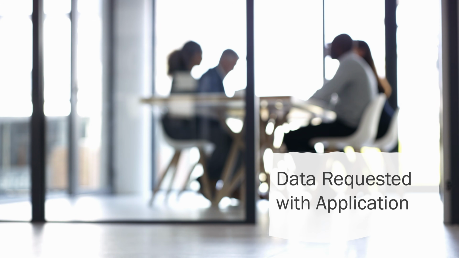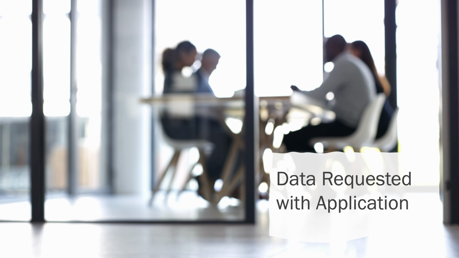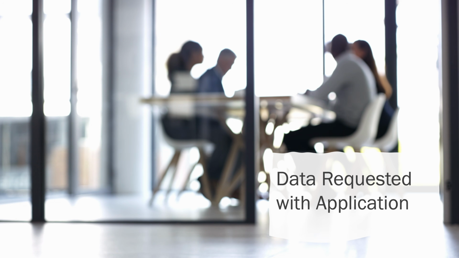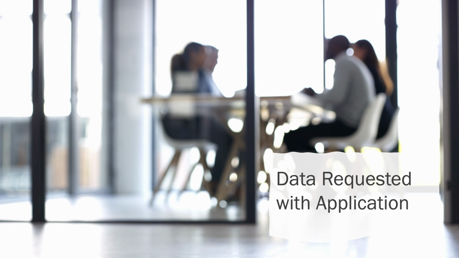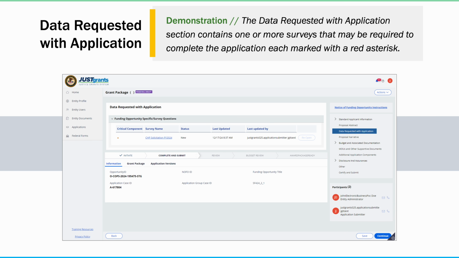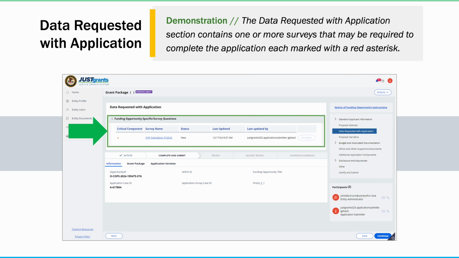The data requested with application section contains surveys that may require you to answer questions related to your application. Most applications contain surveys for you to enter requested data rather than upload attachments. They display in the data requested with application section. If needed, check the NOFO for requirements. A quick link to the NOFO is displayed in the upper right corner of the screen. Select a link to open the survey. Required surveys have an asterisk in the critical component column.